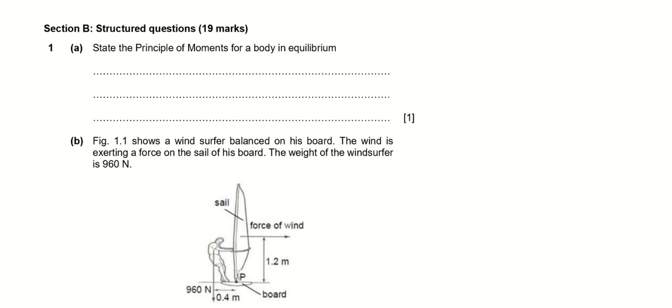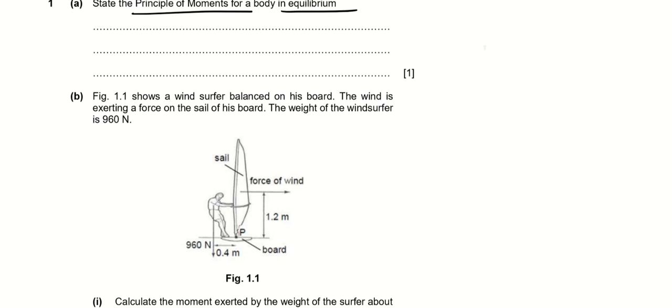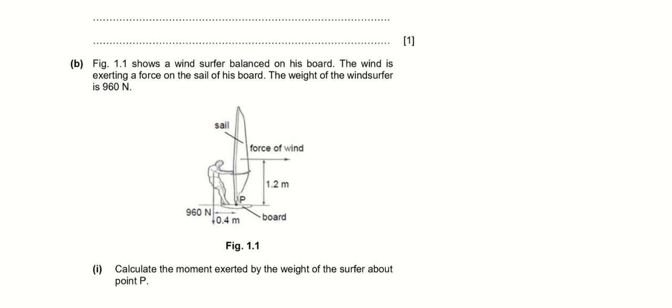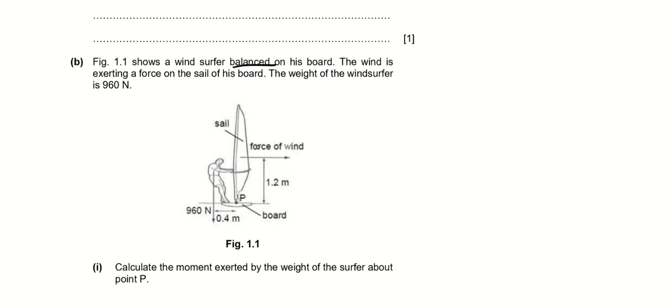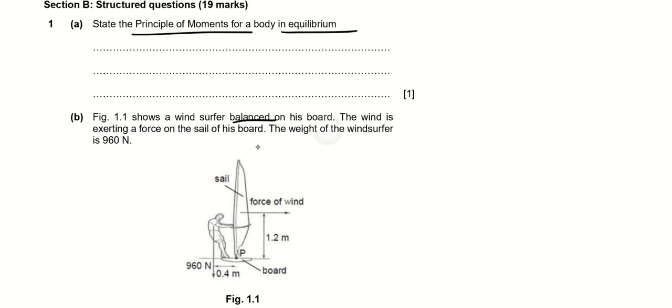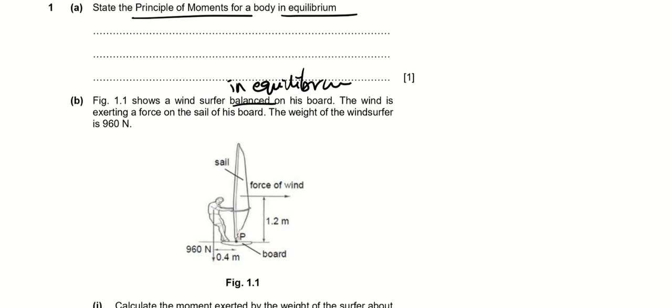Then now we come to structured question. 1A, state the principle of moment for a body in equilibrium. So this can be found in our notes. Then figure 1.1 shows a windsurfer balance. That means it is in equilibrium. In equilibrium, the wind is exerting a force on the sail of his board, right? The weight of the windsurfer is 960 newtons as shown here.